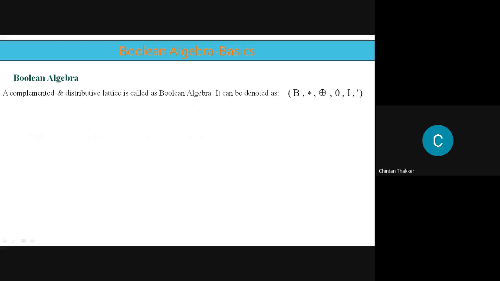Now we take the example here. Check whether S30, GCD, LCM represents the Boolean algebra or not. So to check this, first we have to prove that S30 is a lattice. So to prove that S30 is a lattice, first we prove the commutative property.